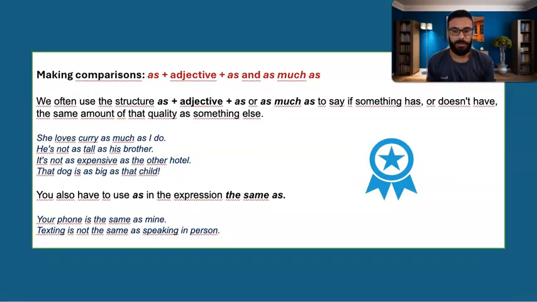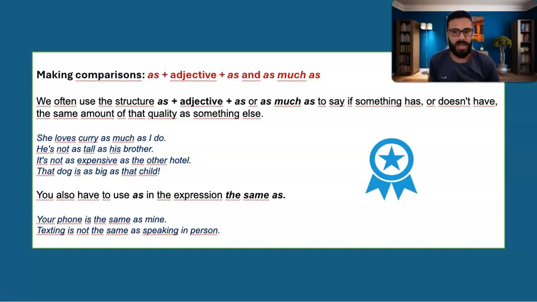On the following slides. Well, when we make comparisons, guys, right? Making comparisons, we generally use as plus an adjective plus as, and as much as. So, we often use the structure as plus adjective plus as, or as much as, to say if something has or doesn't have the same amount of that quality as something else. Take a look at the examples.